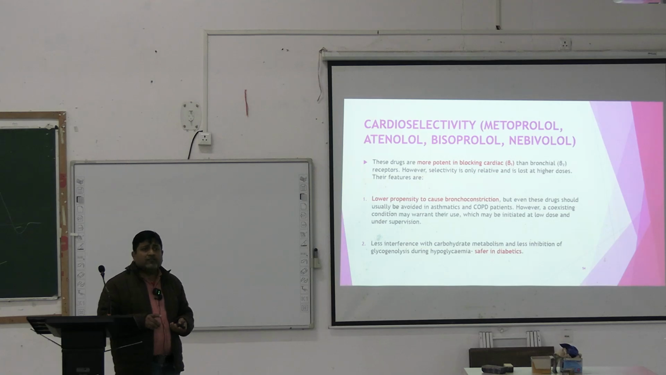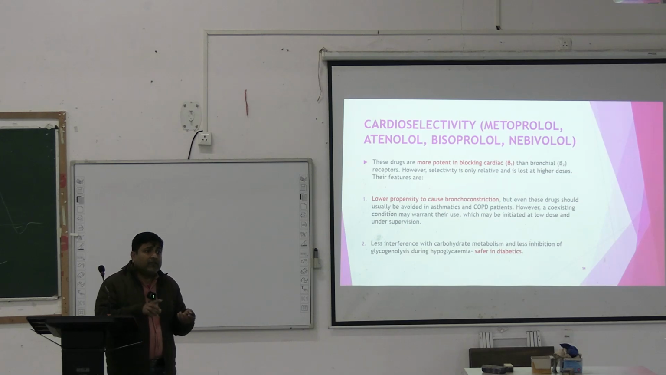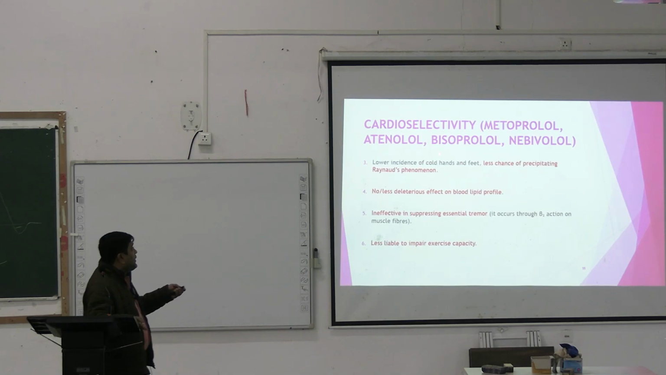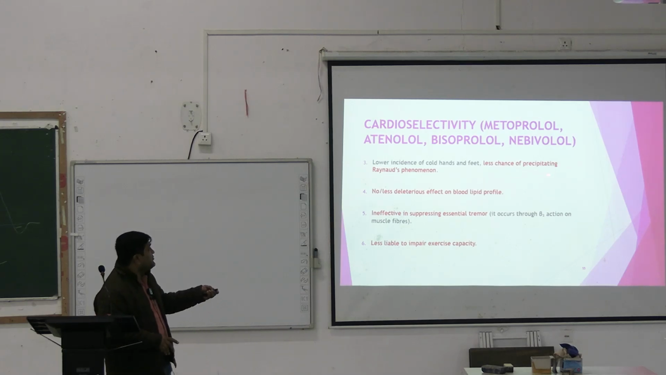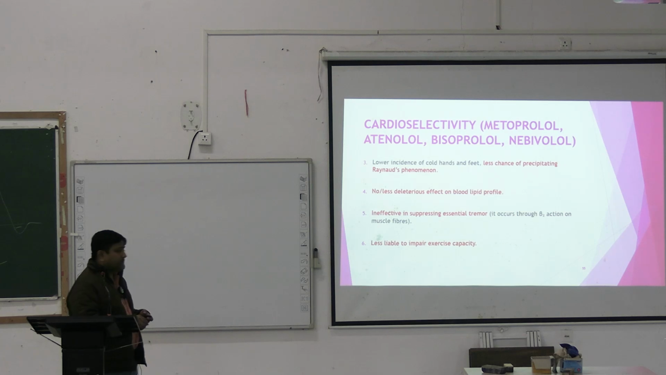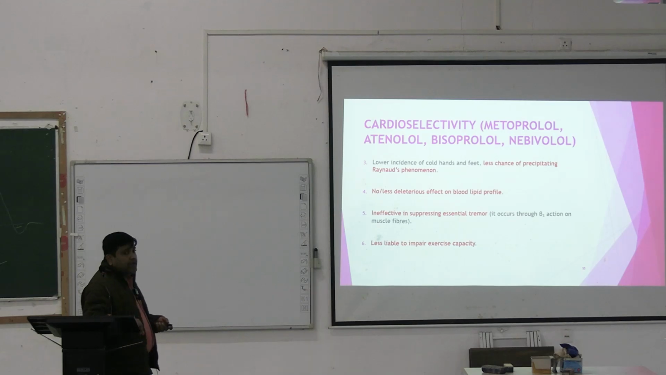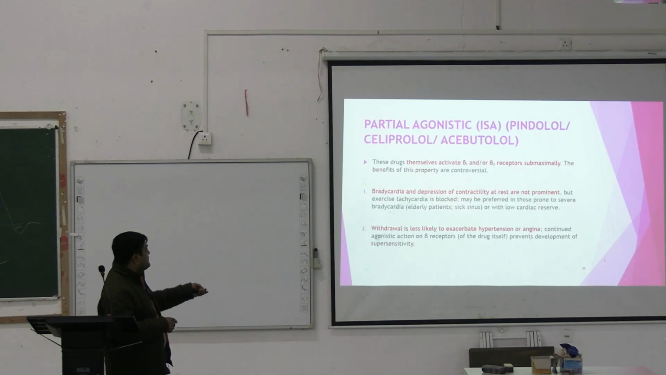Why? Because the adrenergic systems are not blocked. There is no beta-2 receptor blockade, so no tremor, and recovery from hypoglycemia is not delayed. Lower incidence of cold hands and feet, no beta-2 blockade, so lesser chance of precipitating Raynaud's phenomenon. Lipid profile derangement is not seen generally with cardio-selective beta blocker. They are ineffective in suppressing essential tremor. Less liable to impair exercise capacity.